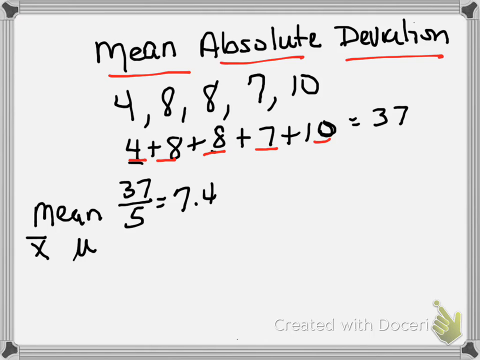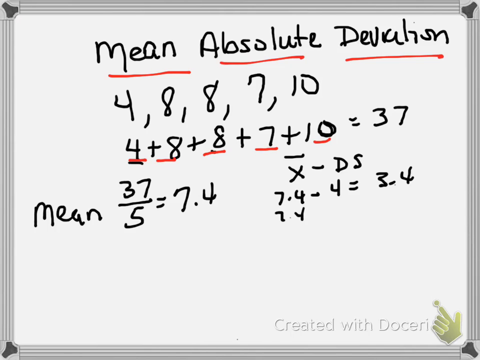All right, so here's what we're going to do. We're going to take the mean and subtract each data point. So the mean minus the data points, each data sample point. So I'm going to say 7.4 minus 4 equals 3.4. Then I'm going to take 7.4 minus 8, and when I subtract it, I'm going to get negative 0.6.